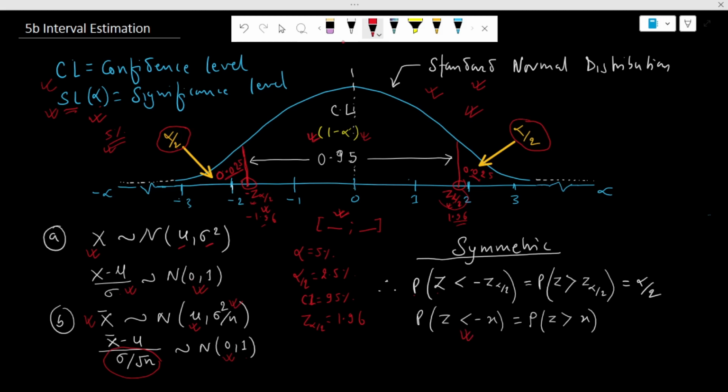And due to the symmetric nature of the standard normal distribution, we can write that the probability of z less than minus x is equal to the probability of z being greater than x, this extreme part. So if our significance level is 5%, then our confidence level is 95%. Then if we perform our experiment 100 times, 95% of the time, the true mean of the population lies within the confidence interval created out of the sample mean.